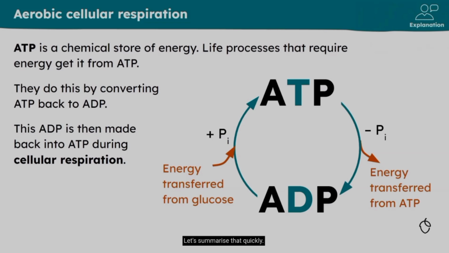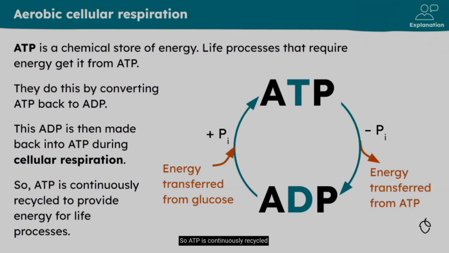Let's summarise that quickly. When a life process needs energy to occur, ATP is broken down into ADP and phosphate. When that phosphate bonds to another molecule, energy is transferred from the ATP to the life process that required energy to occur. ADP is recycled and turned back into ATP during cellular respiration. Energy transferred from glucose bonds the phosphate back to an ADP, creating ATP. So ATP is continuously recycled to provide energy for life processes.